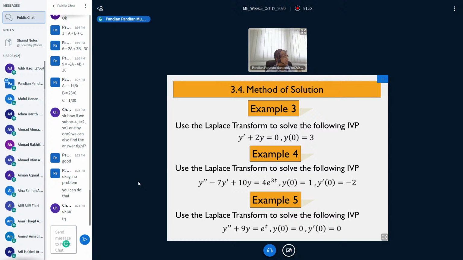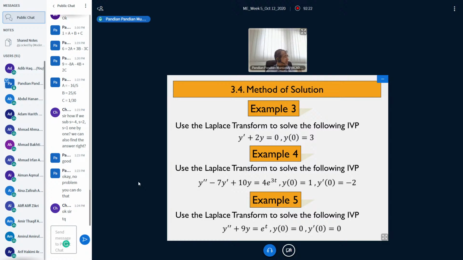Equation number 2: (px + q) / (x − a)² = A / (x − a) + B / (x − a)². This is a repeated rule. Equation number 3: (px² + qx + r) / ((x − a)(x − b)(x − c)), where a, b, c are all not equal, equals A / (x − a) + B / (x − b) + C / (x − c).